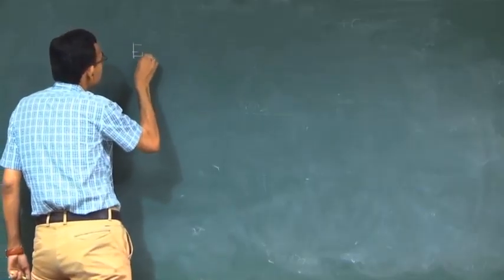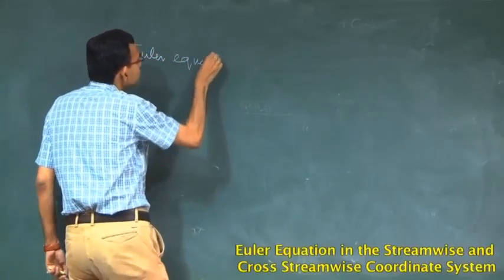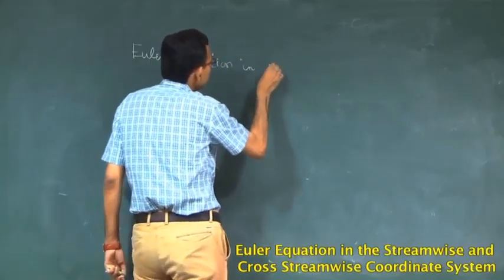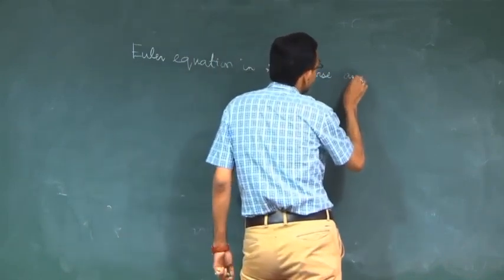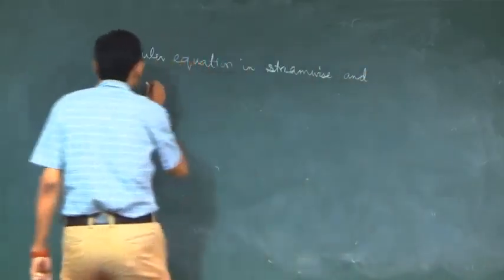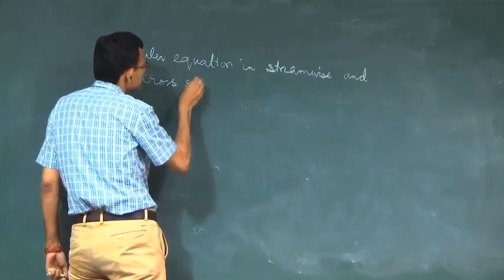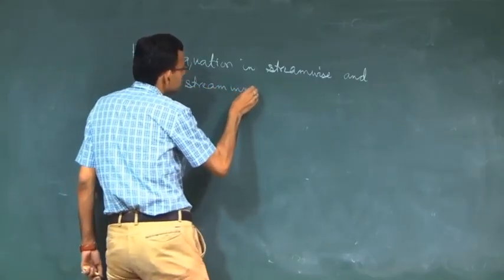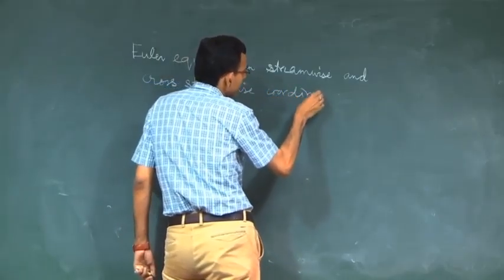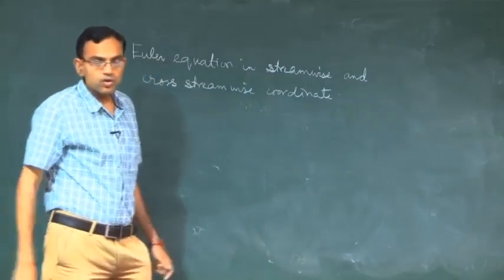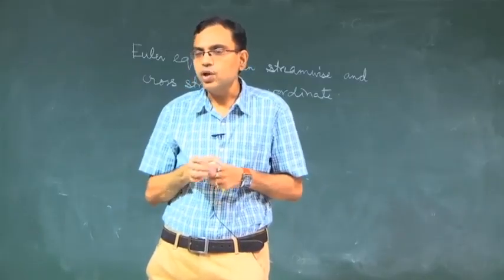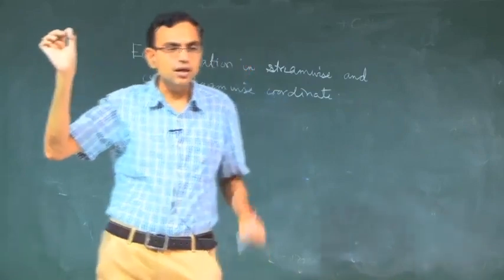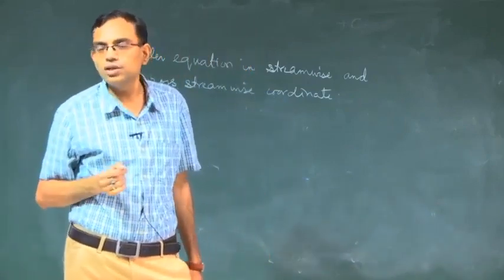The final agenda in this particular chapter is to discuss the Euler equation in streamwise and cross-streamwise coordinates. So, the whole objective is that instead of using x, y as a generic coordinate system, we will shift the coordinate system to a streamline and another line which is normal to the streamline.